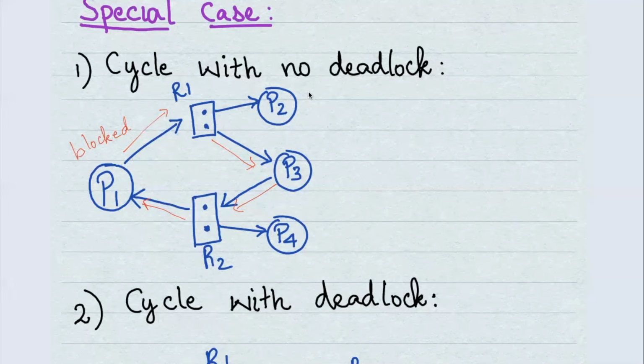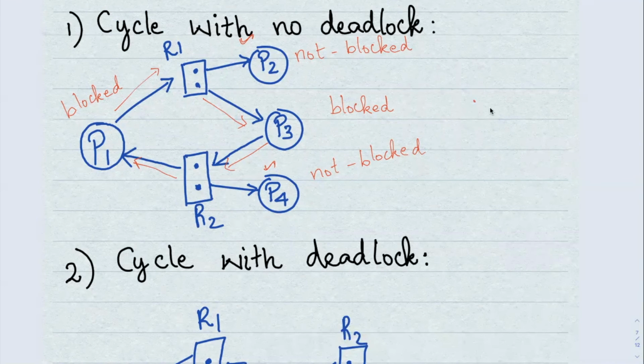Let's check for process 2. Process 2 is not blocked, right? Because it requires resource R1 and it is granted. So process 2 is not blocked. Let's check for process 3. Process 3 is again blocked, waiting for resource 2. Process 4 is not blocked. See here, process 2 and process 4 are not blocked, right? They can release the resources after P2 and P4 finish their jobs, and then P3 and P1 can execute. The system is in a safe state, right?